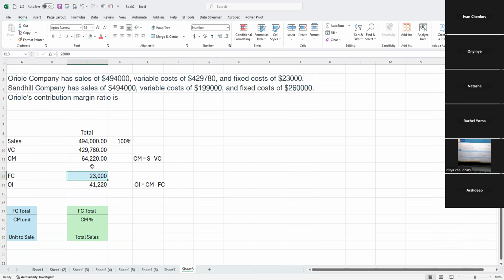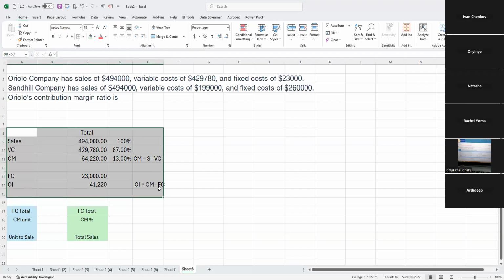Now, what does the question ask? Contribution margin ratio. They're asking for the contribution margin ratio. So how much is the variable cost ratio first? CM divided by sales will come to 87. So what's left for the contribution margin? 100 minus that one, 13%. We can also find it by CM divided by sales. Yes, or we can do 100 minus that, right? Yeah.